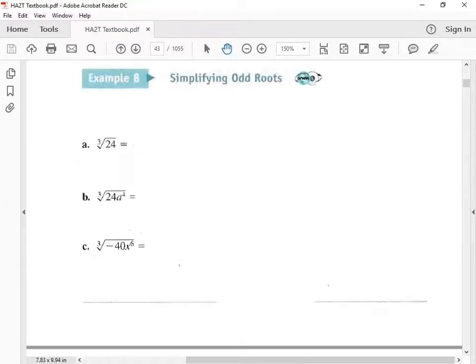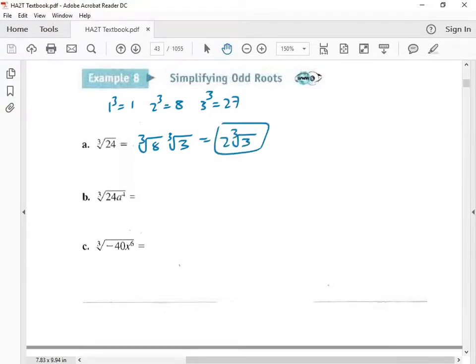Alright, let's look at some odd ones. Let's see, something raised to the third power that would give me 24. I don't know. Let's go. 1 to the third power is 1, 2 to the third power is 8, 3 to the third power is 27. Oh look, 8. 8 goes into 24. So we have the third root of 8. 8 times what? 8 times 3 gives you 24. Since 8 is a perfect cube, we just write 2 times the third root of 3, and we leave it.